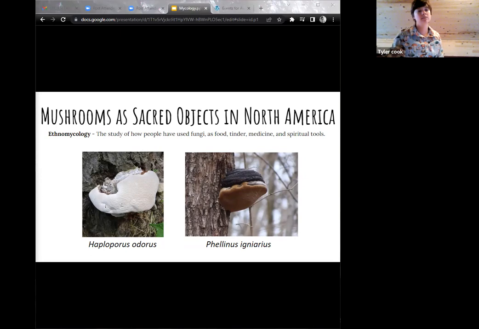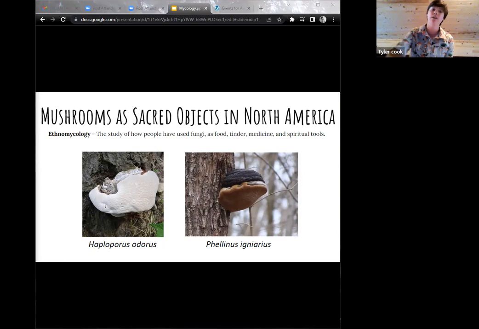The Blackfoot, Blood, Cree, and other Northern Plains tribes used this mushroom. It was a spiritual symbol that was used as a decoration for sacred objects, and it was also used as a healing tool. It was used to stop wounds from bleeding and made into infusions to treat stomach issues and diarrhea, and it was also combined with other fungi to treat coughs and infections.